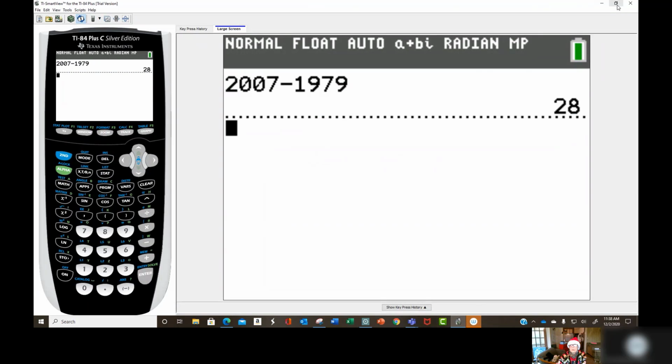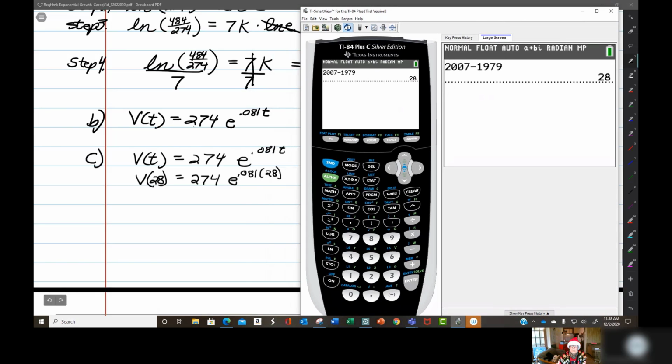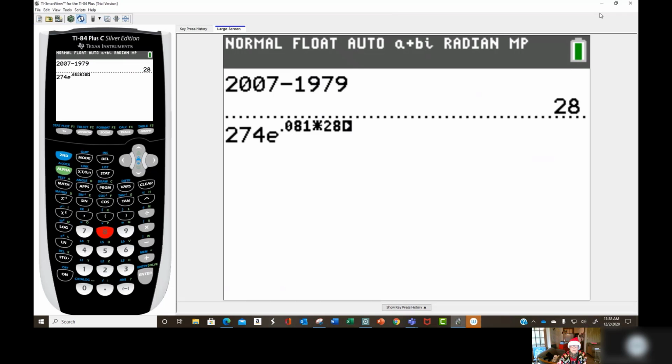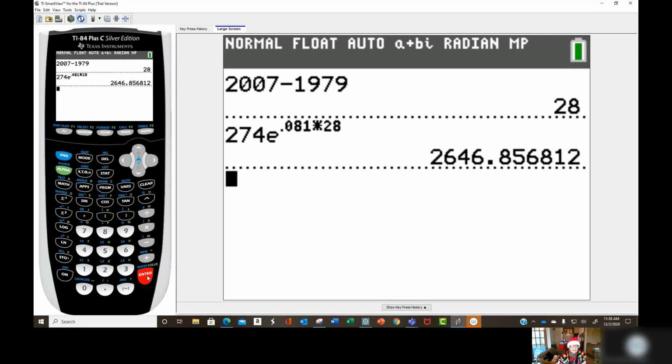If the model is correct or relatively correct. Okay, so 274 times e to the 0.081 times 28. Let's make it big. So that's what I put in the calculator right there. And the answer I get is that.